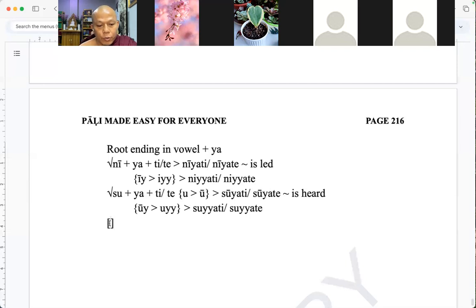Now this rule you need to remember: long vowel plus single consonant equals short vowel plus double consonant.